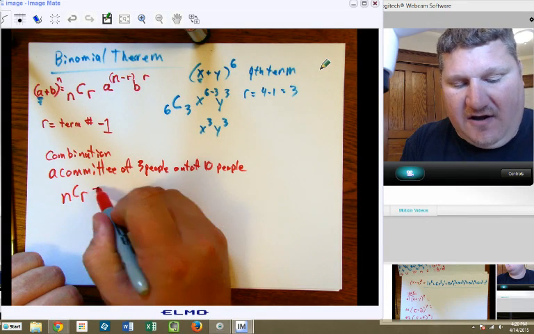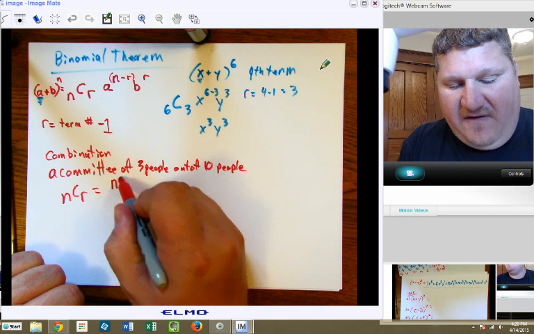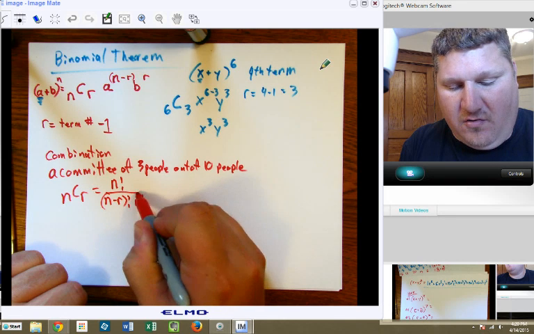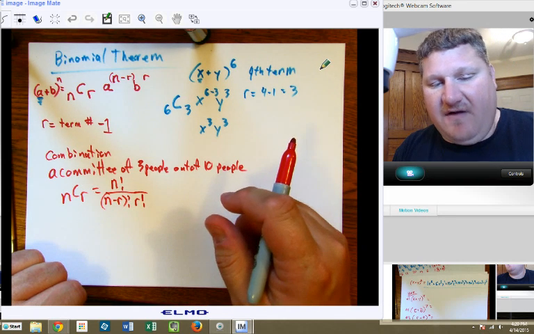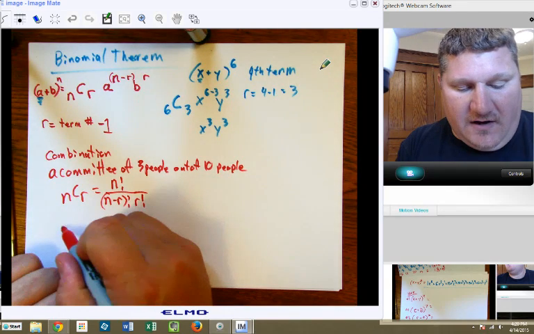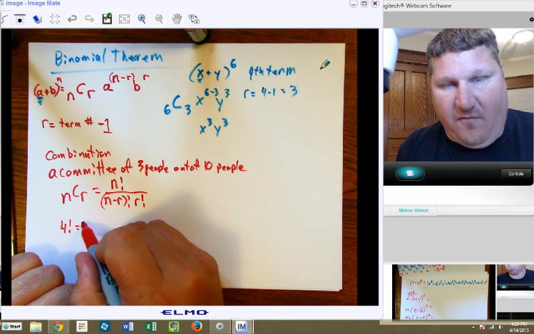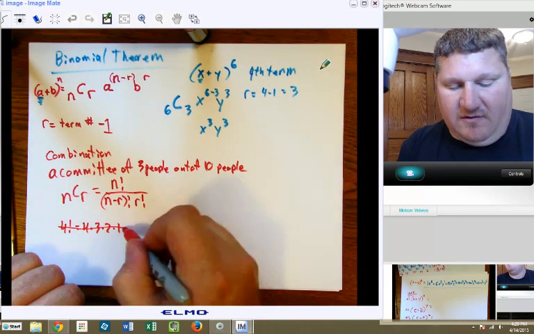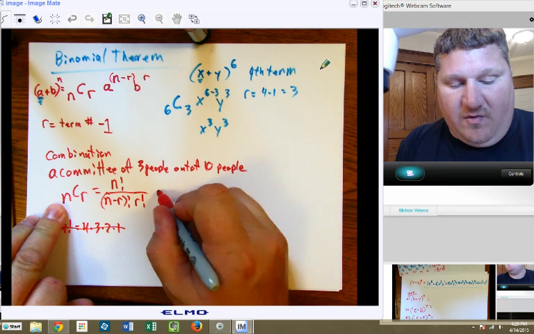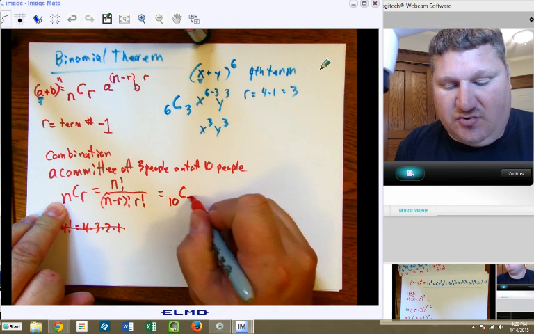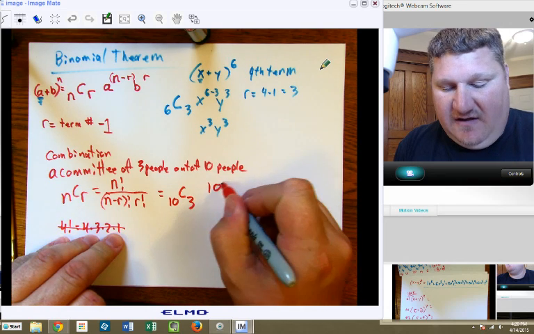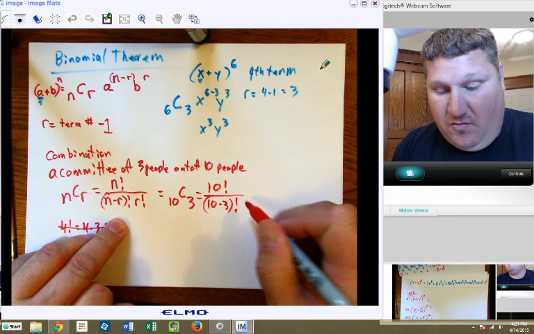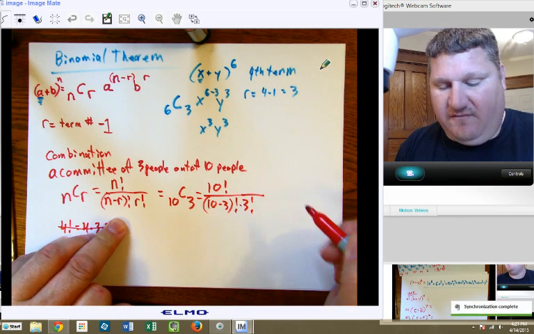So nCr is defined by n factorial divided by n minus r factorial times r factorial. Now, ladies and gentlemen, I don't remember what factorial is. Too bad. Factorial, if I have 4 factorial, that is 4 times 3 times 2 times 1. Okay, that's what we're working with now. It's just an example. In our case, we have 10 choose 3. And so we're going to have 10 factorial over 10 minus 3 factorial times 3 factorial.